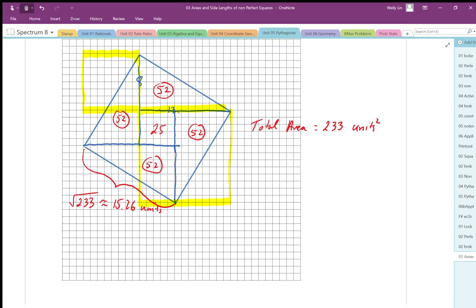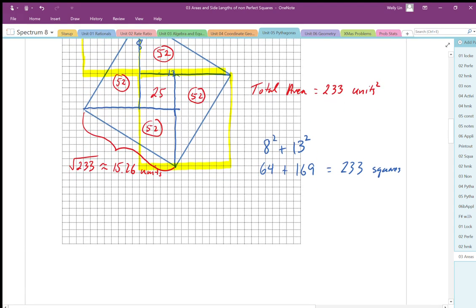And I'm not too convinced of this, but let's try it. So we're going to say 8 squared plus 13 squared. So those are two squares. So that's going to be 64. 13 squared is 169. When I add those together, ooh, I do end up with 233 squares. That's an interesting relationship. So that looks like that might work. Okay, we're not too sure. This kind of seems like hocus pocus magic. So we're just going to keep that in the back of our minds.